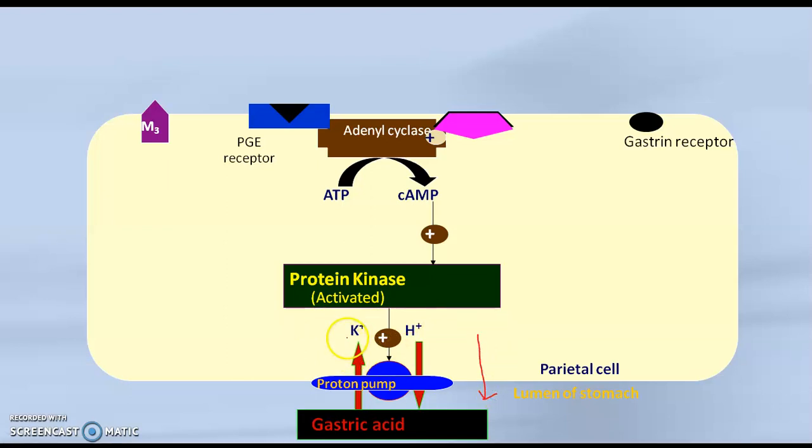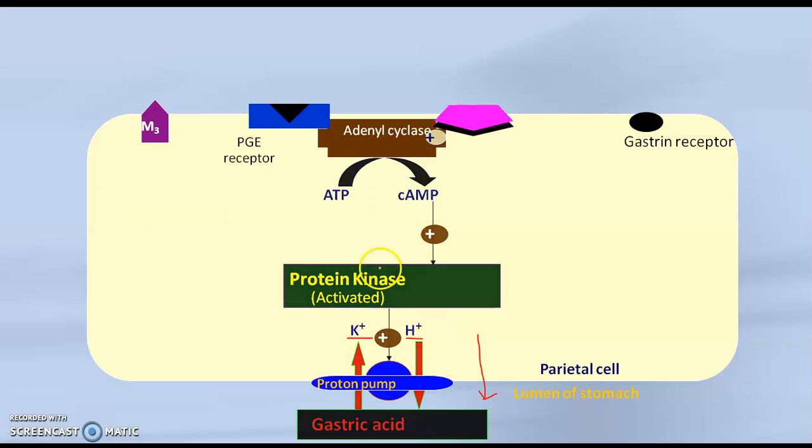On the other hand, it is a potassium H plus enzyme, which does the counter exchange. Potassium comes from the extracellular fluid to the inside of the parietal cell, and from the parietal cell H plus is pushed out with the help of this enzyme. This enzyme is doing such a counter exchange process, and hence it is known as the potassium hydrogen proton pump.